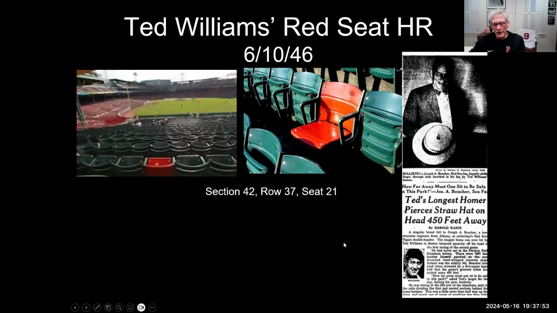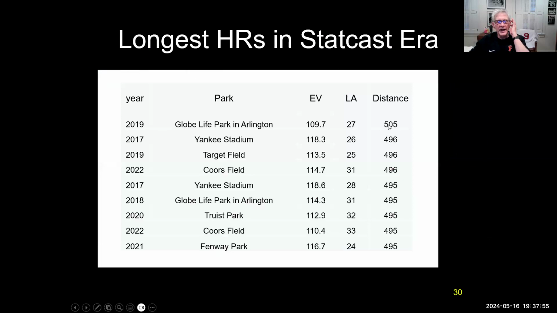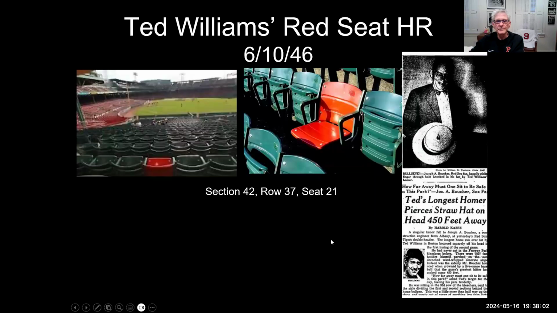And if you look at Major League Baseball over the last few years, you see a handful of balls that were hit at close to 500 feet. And there's a famous, if you've been to Fenway Park recently, there's a famous red seat. Here it is looking in. It's a long ways away.